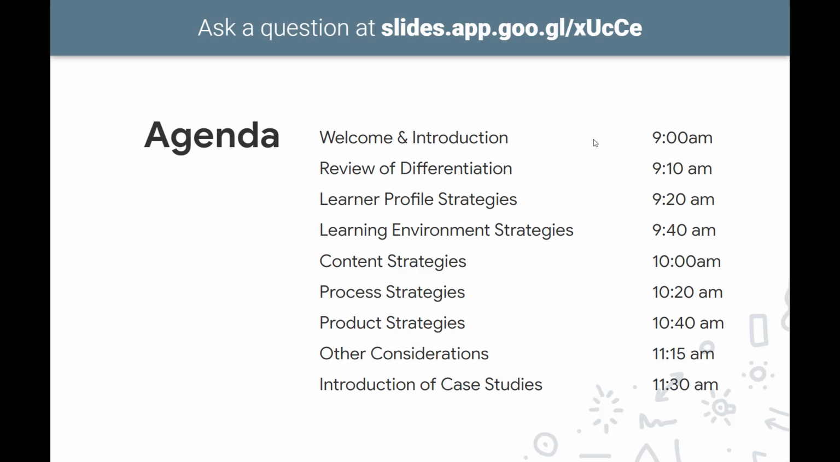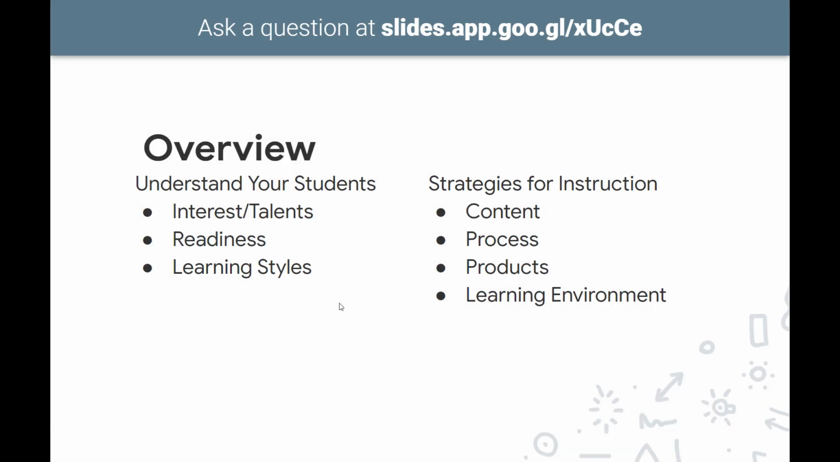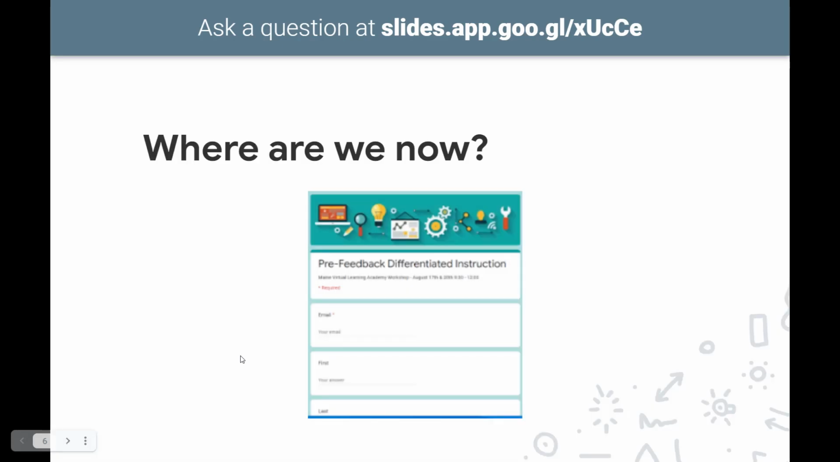The agenda today is pretty robust. We're going to go through differentiation soup to nuts using Carol Ann Tomlinson's framework with learner profile strategies, learning environment, content, process, product, and then look at some other considerations. We'll start off with an icebreaker video, and then go into different strategies for understanding your students, creating a learner profile, setting the stage with your learning environment, and then strategies for instruction: content, process, and products.